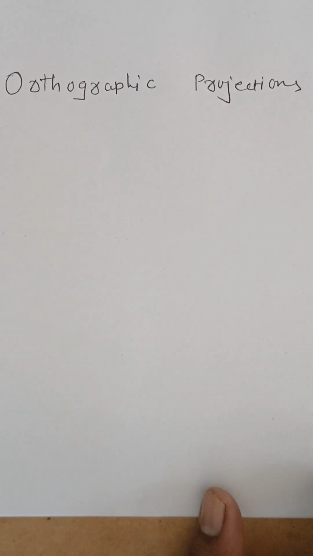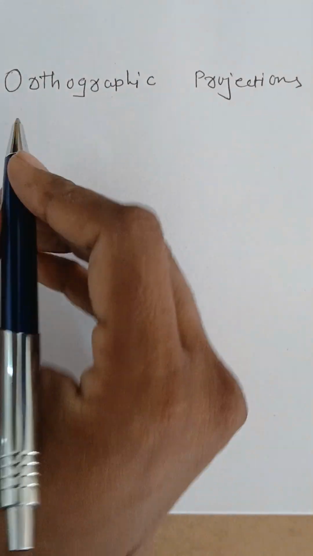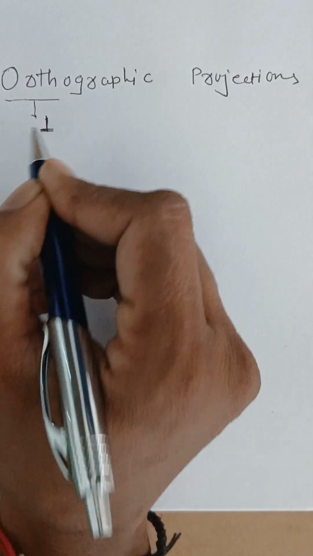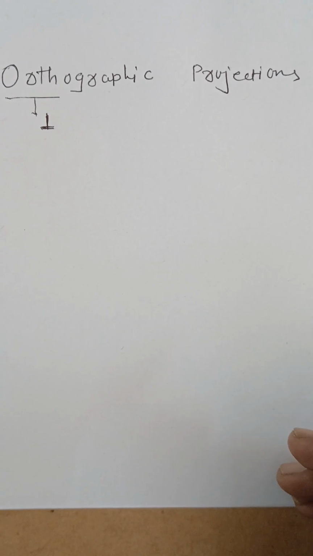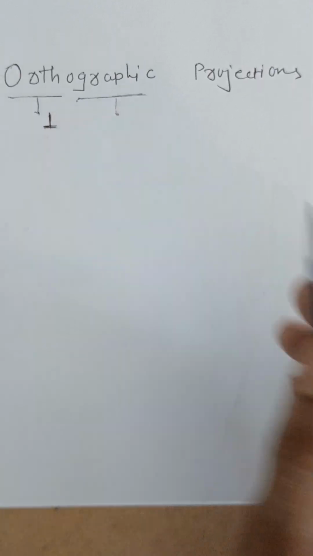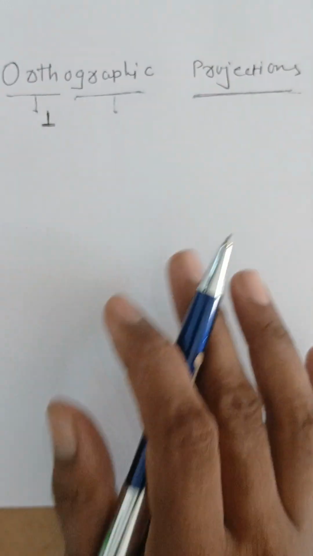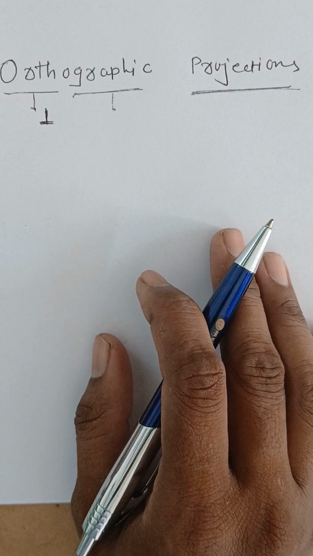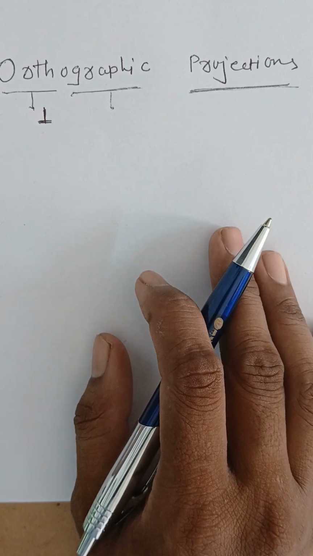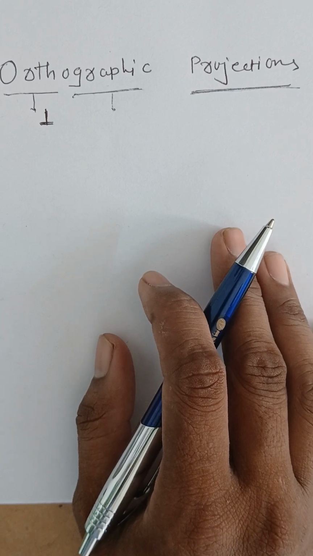We are supposed to study orthographic projection, right? Now ortho means what? Ortho itself indicates the perpendicular. You have to look at the object perpendicular to it. Graphic means a graphical representation, and projection means whatever you visualize during a particular view, that is projection. So that is the meaning of orthographic projection. Look perpendicular to the object, whatever is visible, draw that particular thing, that is orthographic projection, right?